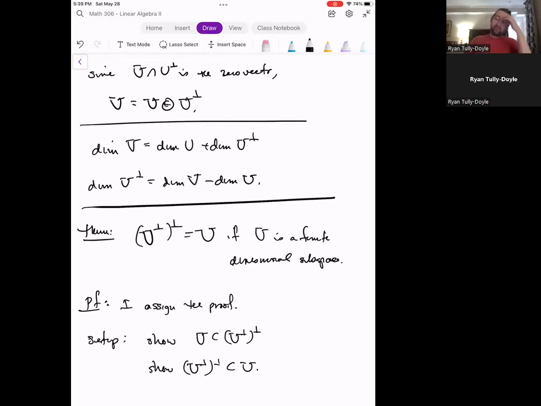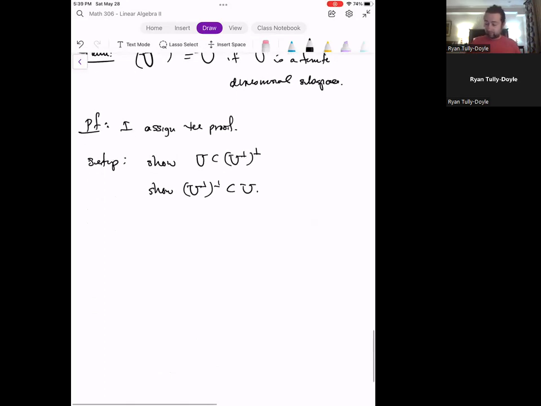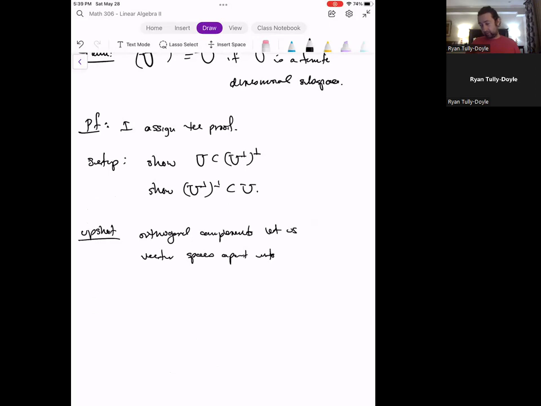Okay, so what I'm going to do is leave this part of the video off as the first part of 6C. The upshot of what we did here is that orthogonal complements let us take vector spaces apart into direct sums in a really easy way.